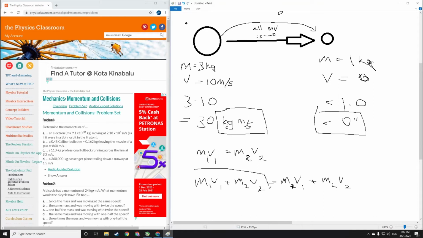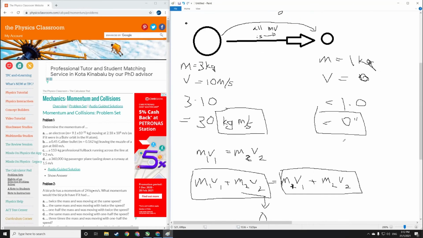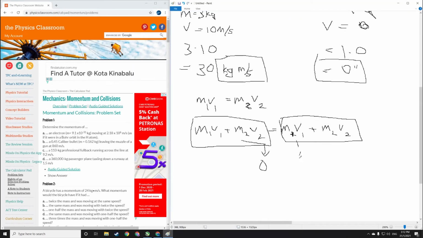Now we know that this equals 30, okay? And we know this equals 30. Both equal 30. But we also know that here, this one equals 0, right? This one. And then in the second part, this equals 0. So that makes our life a lot easier, because essentially now what happens is m1u1 equals m2v2.